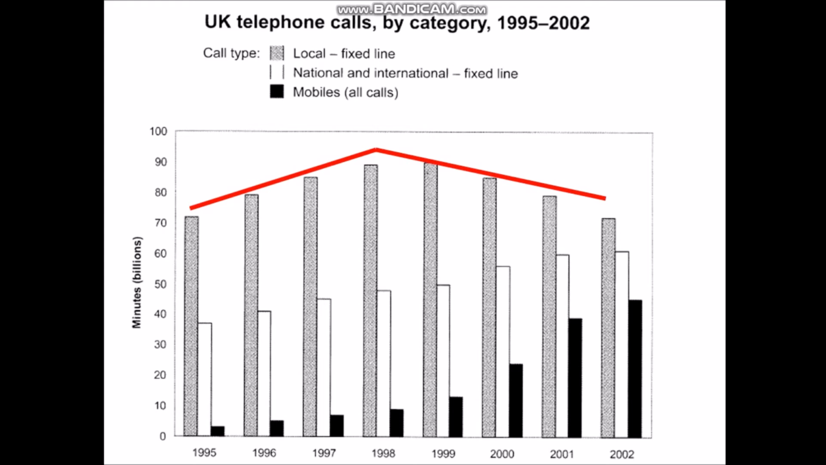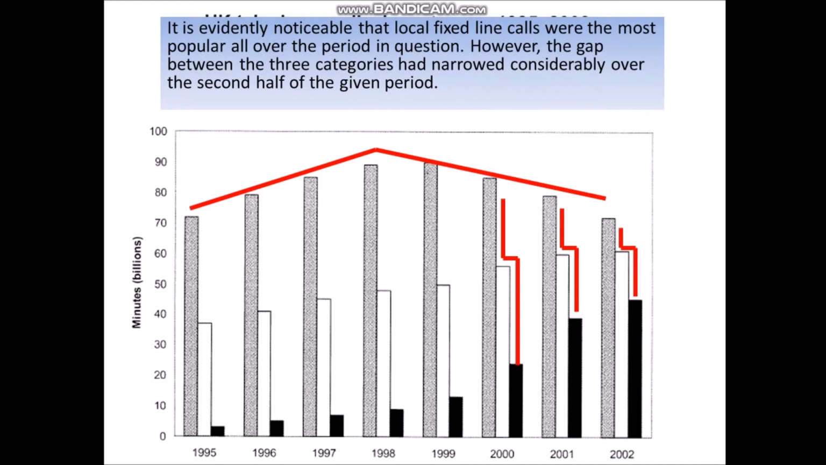For my overview, I noticed that local fixed line calls were the highest all over the period. I also noticed that towards the second half of the period, the gap narrowed. And so I wrote, it is evidently noticeable that local fixed line calls were the most popular all over the period in question. This is my first sentence. However, the gap between the three categories had narrowed considerably over the second half of the given period.